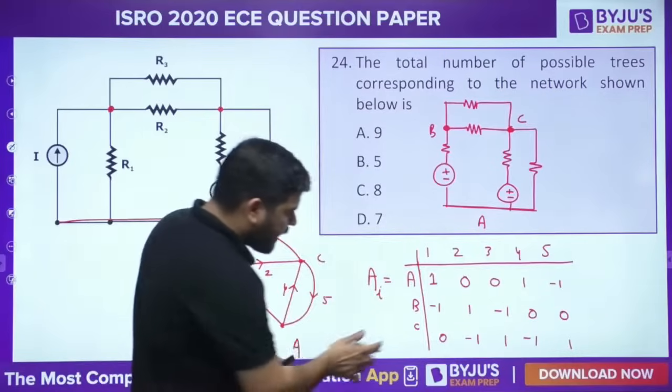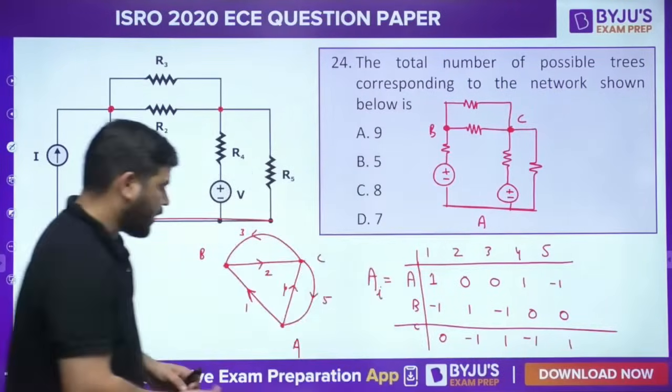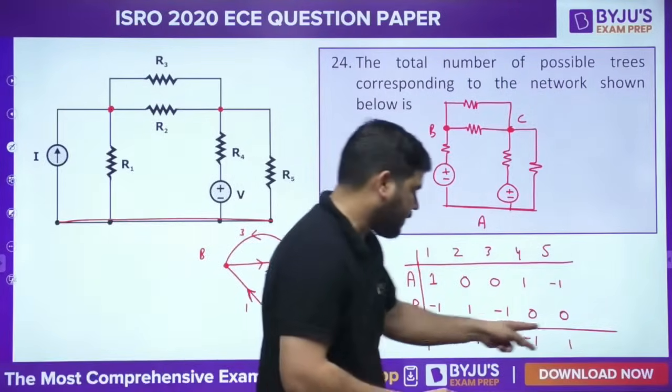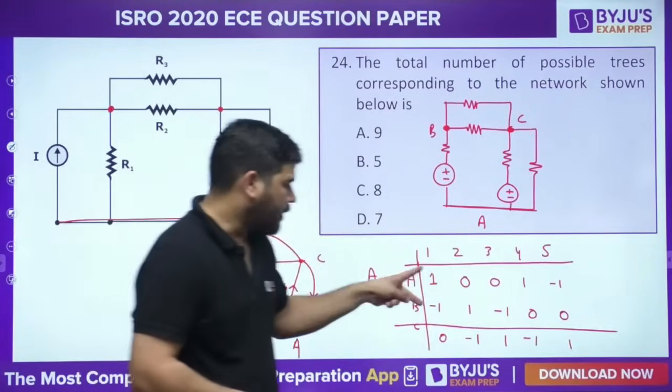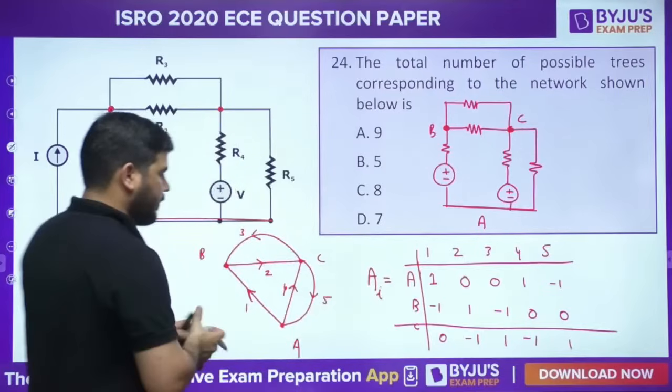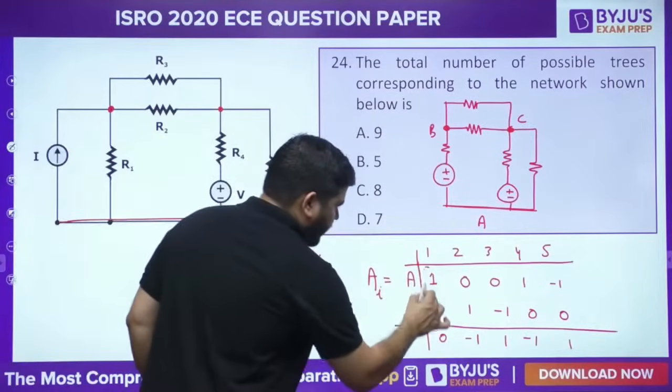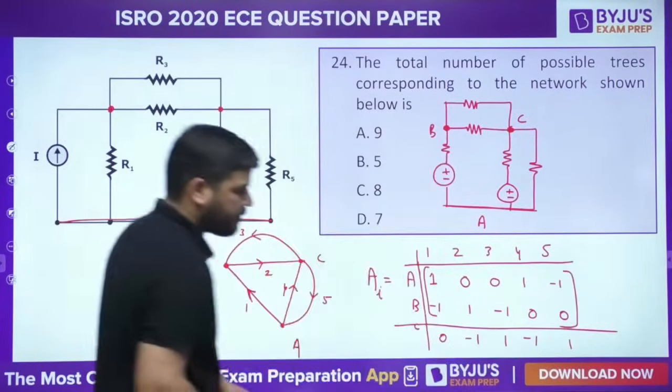Now what I can do is I can remove this last row. We call it the reduced incidence matrix, AR. AR is this matrix now. It is the reduced incidence matrix.